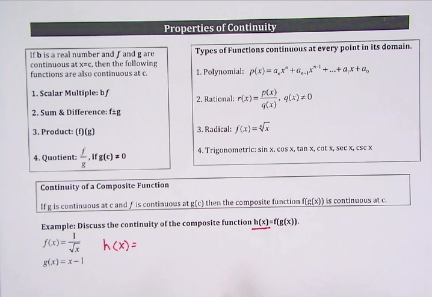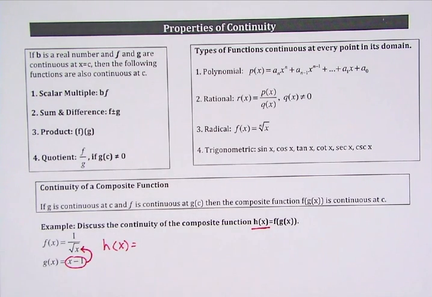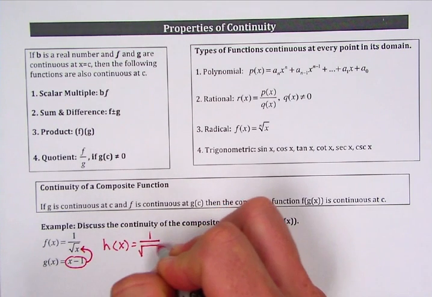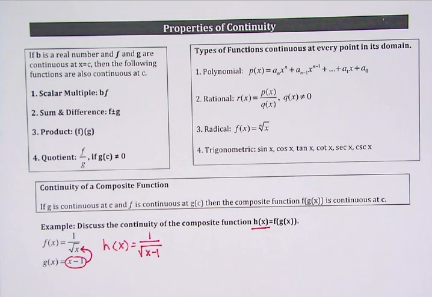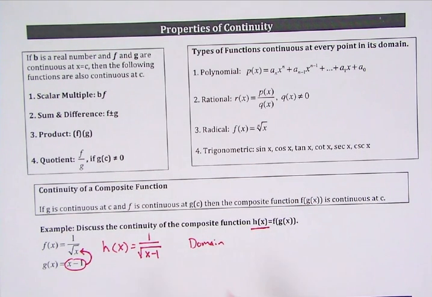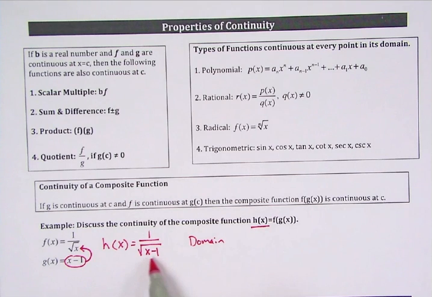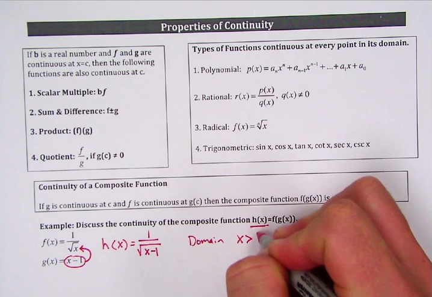Okay, so it's f of g of x, meaning we're going to take g of x and substitute that in for x right here. So we can get something like 1 over the square root of x minus 1. Now we want to talk about the continuity, so we need to find its domain. All right, so the domain of this thing, we know we can't have a negative number in here, so any value greater than 1 is going to work. And we know it can't equal 1 either, because then that would give us 0. So the domain is x is greater than 1.